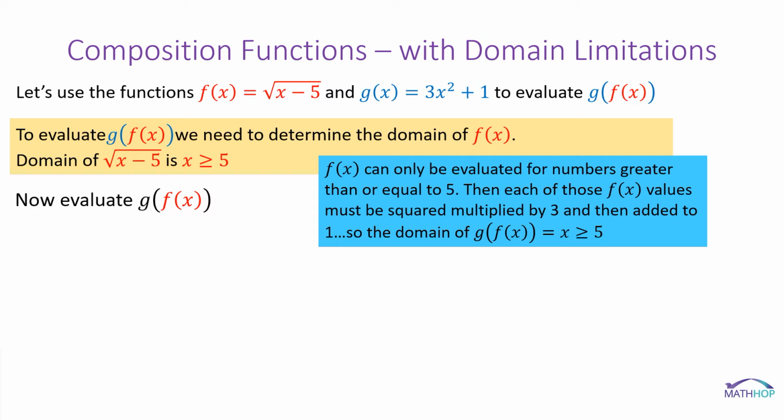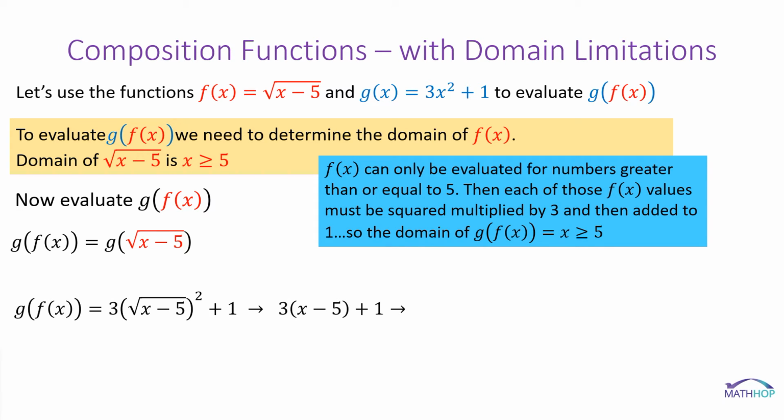All right, now let's evaluate g of f of x. So g of f of x is g of the square root of x minus 5. So we're going to take the g function and pop in the square root of x minus 5 for the one and only value of x. All right, plugging that in, it looks scarier than it is.